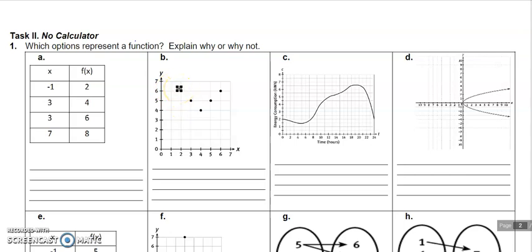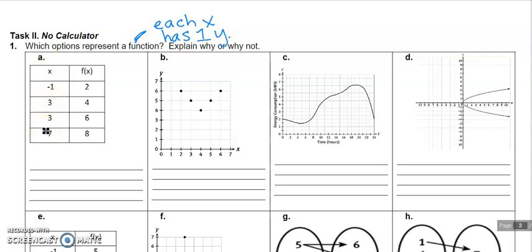Number one, which options represent a function? Explain why or why not. So remember, in order to be a function, each x value has to have exactly one y value. Each x has exactly one y. So looking at letter A, I see x values of -1, 3, 3, and 7.